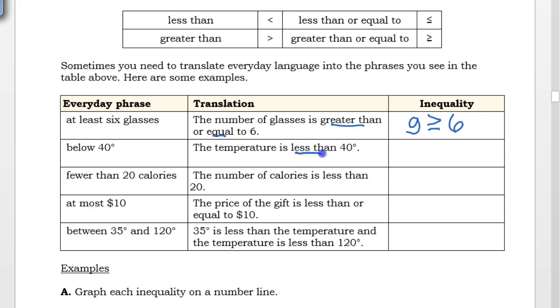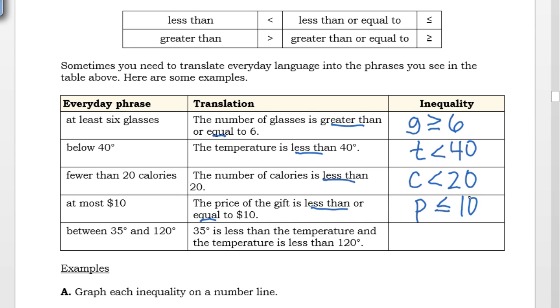Below really means less than. So if the temperature is less than 40, that's how we would write that. Fewer than also means less than. So if the number of calories is less than 20, that's how we would write that. At most means less than or equal to. So the price was less than or equal to 10, at most 10.